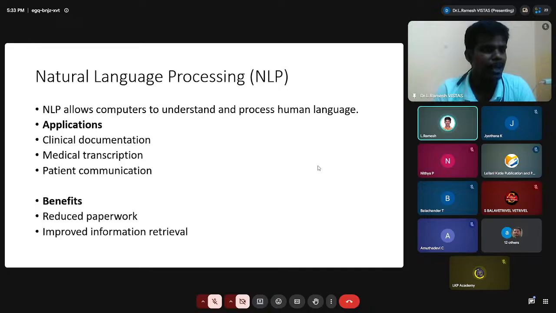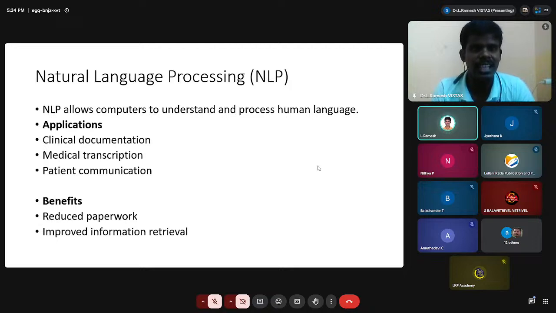And third thing, patient communication. What do you know, patient knowledge from the doctors to patients? What is the opinion of the patients, for understanding the patient to doctor? So communication level increases automatically. It is known as patient communication.